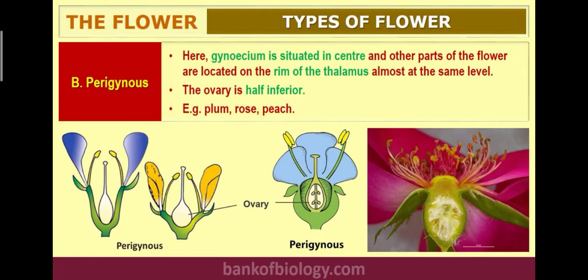Perigynous: the gynoecium, the female part, is situated in the center, and the other parts of the flower are located on the rim of the thalamus. They are formed in the ring of the thalamus at almost the same level. Example: ovary is half inferior. Here the ovary is slightly inferior. Examples: plum, rose and peach.